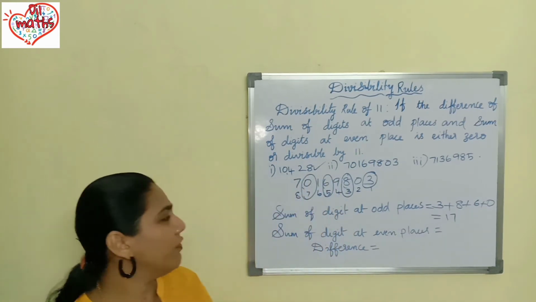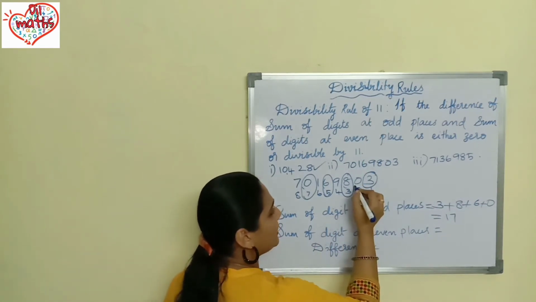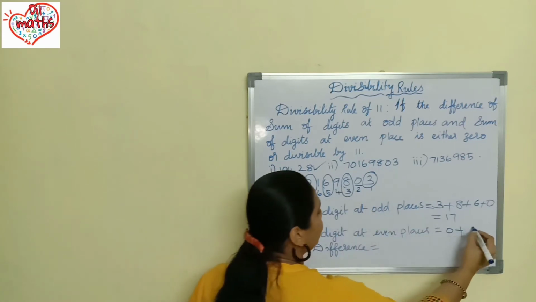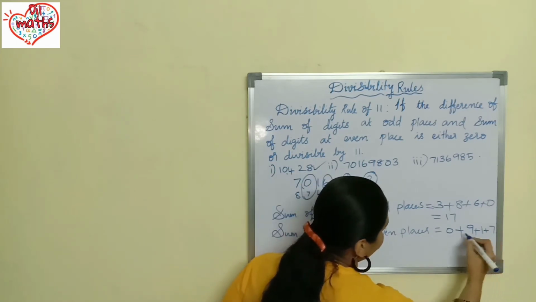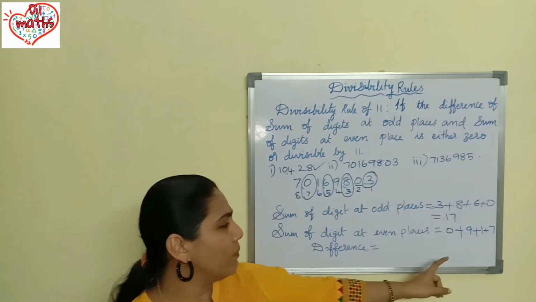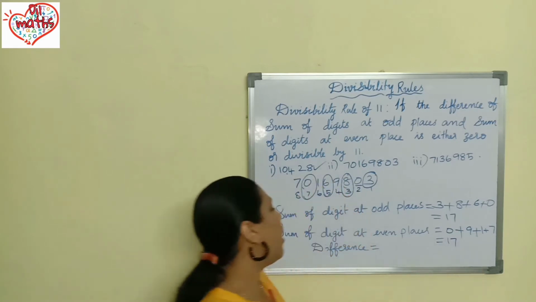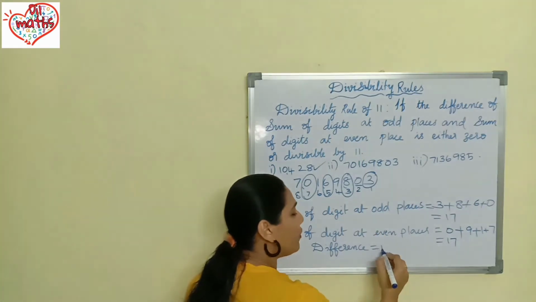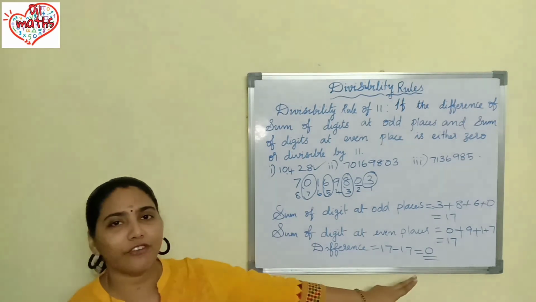Now we will go to the digits at even places. We have to find the sum of the digits at even places: 0 plus 9 plus 1 plus 7. What will be the sum? 9 plus 1 is 10, 10 plus 7 is 17. So we got the sum of digits at odd places and at even places as 17. If you find the difference between them, what do you get? 17 minus 17 is equal to 0. So you got the difference as 0.